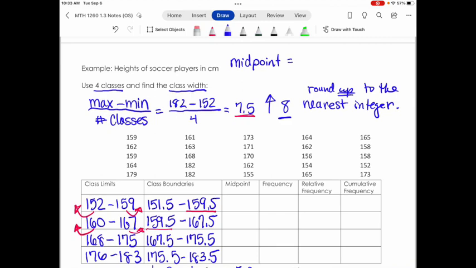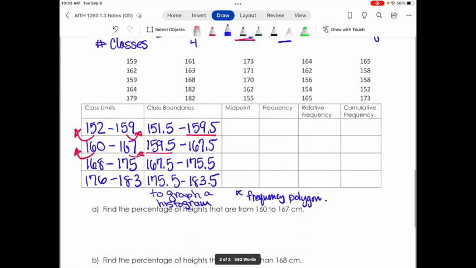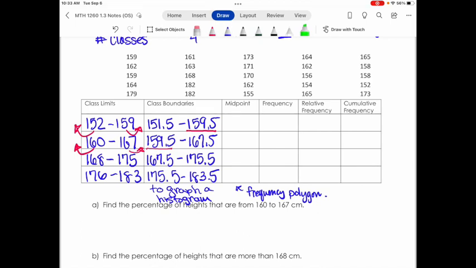You want to take, and I'll abbreviate, LB for lower boundary, plus the upper boundary, and you divide that by 2. That's how you're going to find your midpoints. So this right here is my lower boundary, and this right here is my upper boundary.